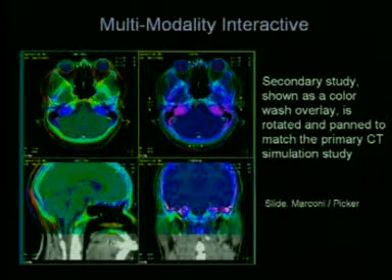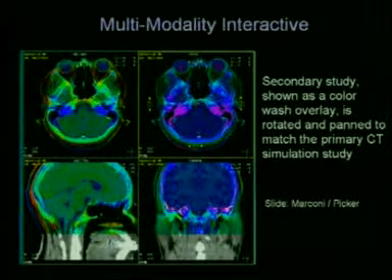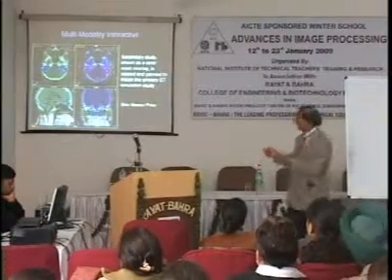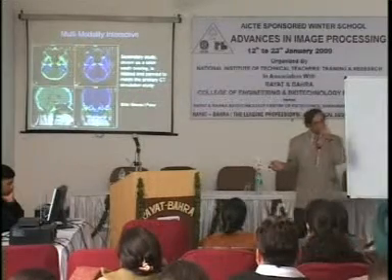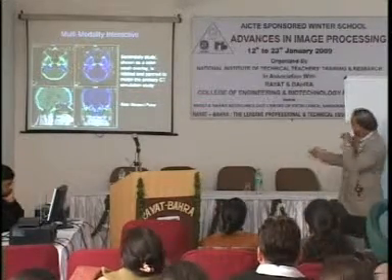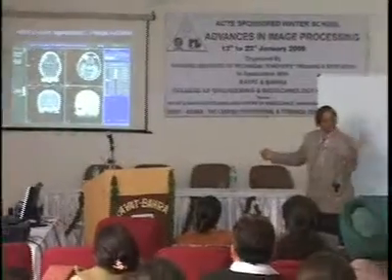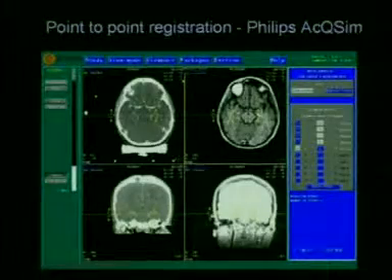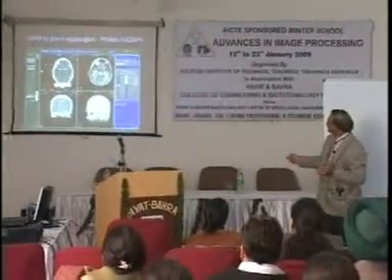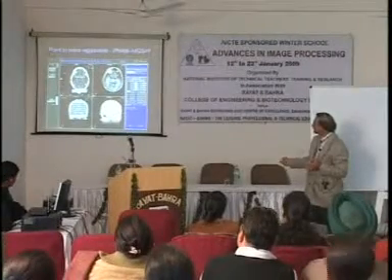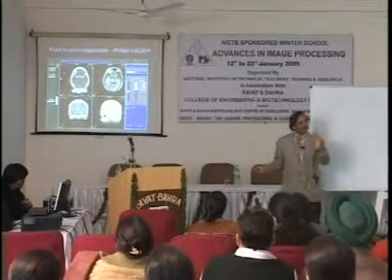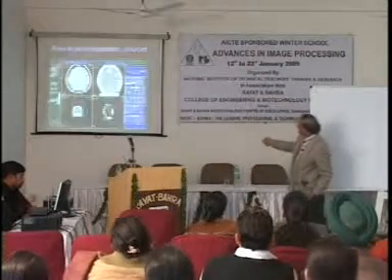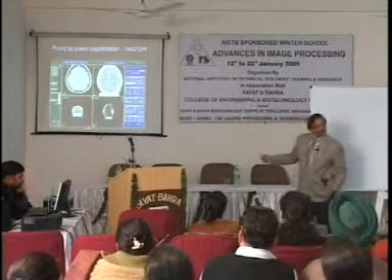So this is an example of a multi-modality interactive overlay, color overlay, so that the fusion can be done. This is one of the slides from older systems. Next. You can do a point-to-point registration. This is software which comes with the Philips system, where from one point to another point, you can register from CT to MR, and you can exactly delineate or co-register the things. Next. You can do even from MR to plain x-ray.